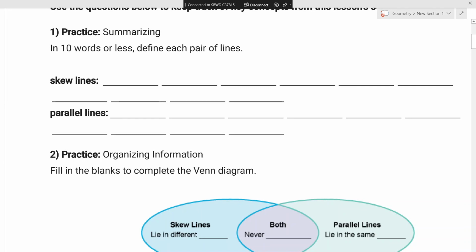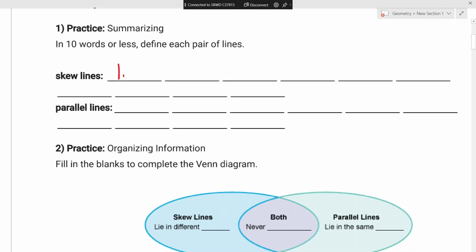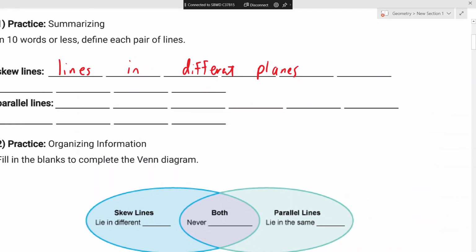You know what skew lines are? That's why we're going over this. Okay? They're lines in different planes. All right. You can write these down with me here, Kayla. You know this? You're good?